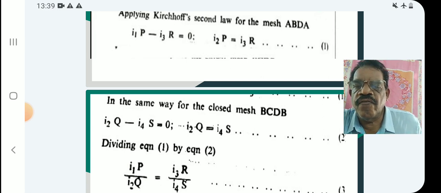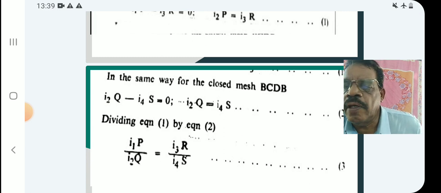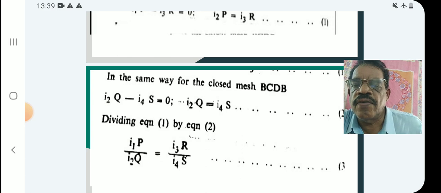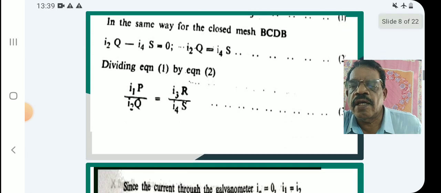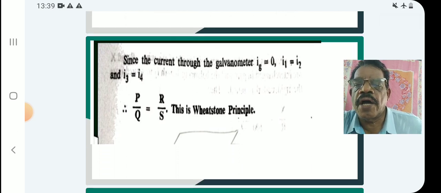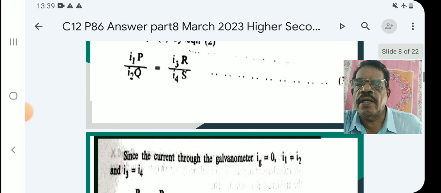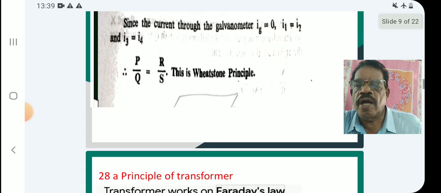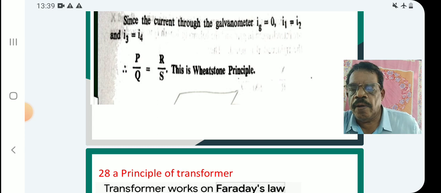Next, in the same way for this closed mesh BCDB, I2Q minus I4S is equal to 0, that is I2Q is I4S. Dividing equation 1 by 2, I1P by I2Q is I3R by I4S. Since the current through the galvanometer is 0, IG is 0, I1 is I2 and I3 is I4. So they will cancel in the above equation. We get P by Q is R by S. This is the Wheatstone bridge principle.